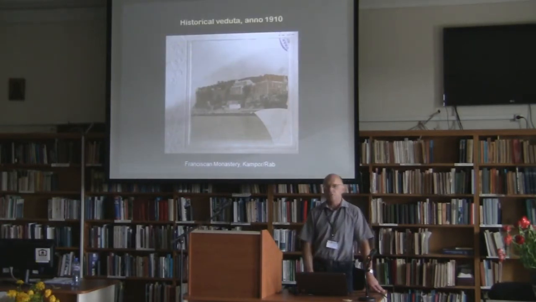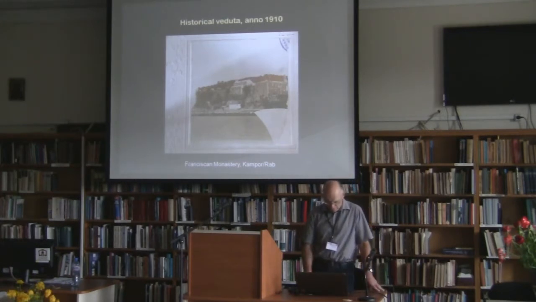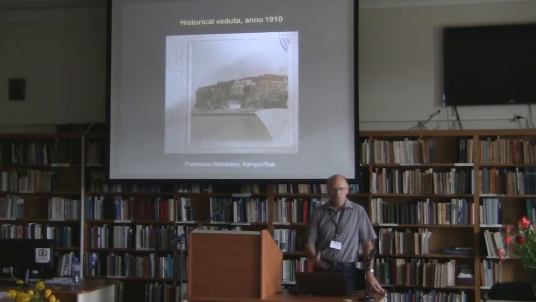Well, there's a historic photo from a Croatian island. On the island of Rab, there's another monastery, Kampor, and that's a historic view of this site from the year 1910. So what do we do with it?